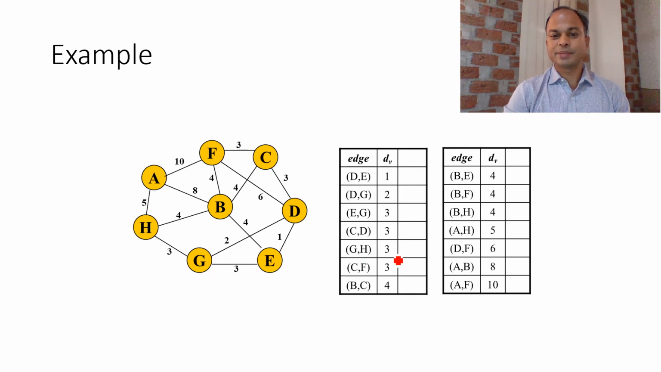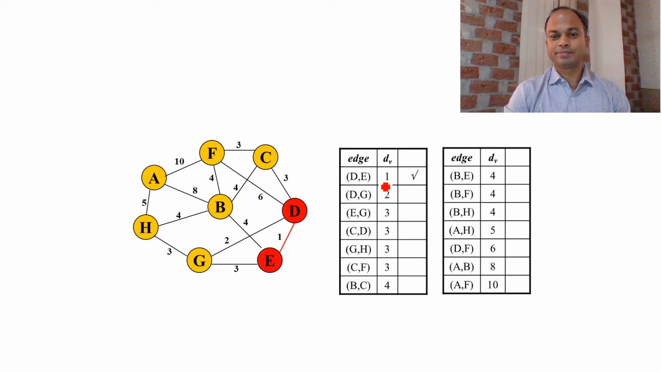And next, as we have taken, G to H is 3, C to F weight is 3, B to C weight is 4, B to E weight is 4. In increasing order, we have selected all the edges. It is our step number 1. Now we have to take the least weight edge.